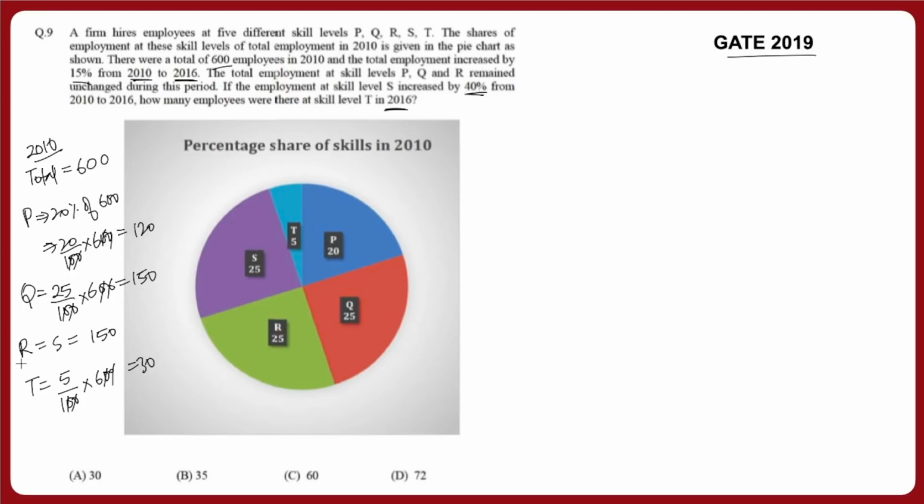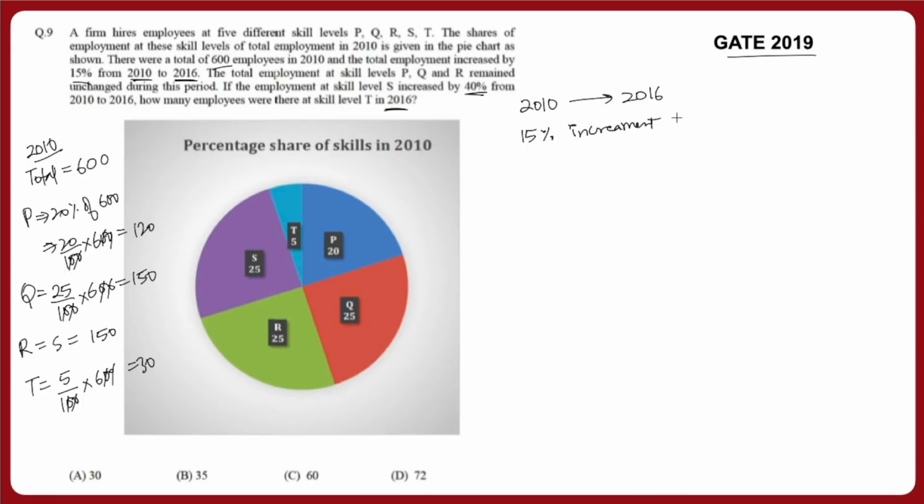So remember that P, Q, R, S, T are different skills, and these are the number of people we have calculated: 120 have P skill, 150 have Q skill, 150 have R and S skill also, whereas 30 have T skill. Now it says that in 2016 the employment increased by 15%. So 15% more people got added. So when you go from 2010 to 2016, a 15% increment is happening.